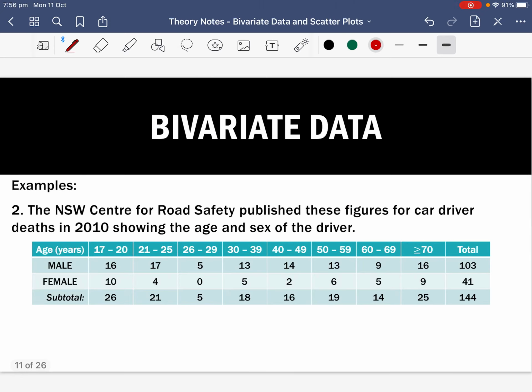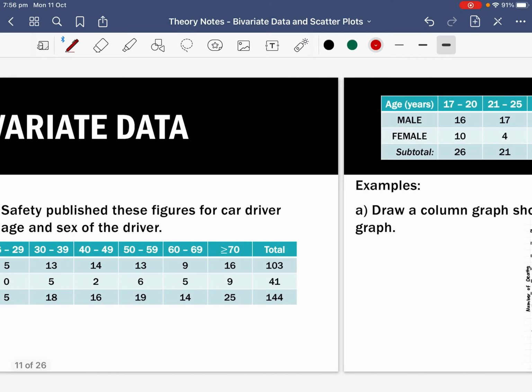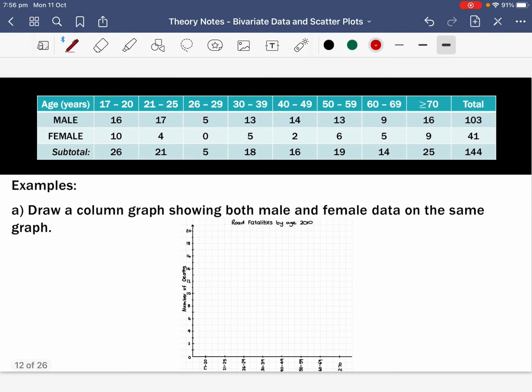Okay, moving on to example 2. So we have the New South Wales Centre for Road Safety published these figures for car driver deaths in 2010, showing the age and sex of the driver. So what we want to do is we want to draw a column graph showing both male and female data on the same graph.